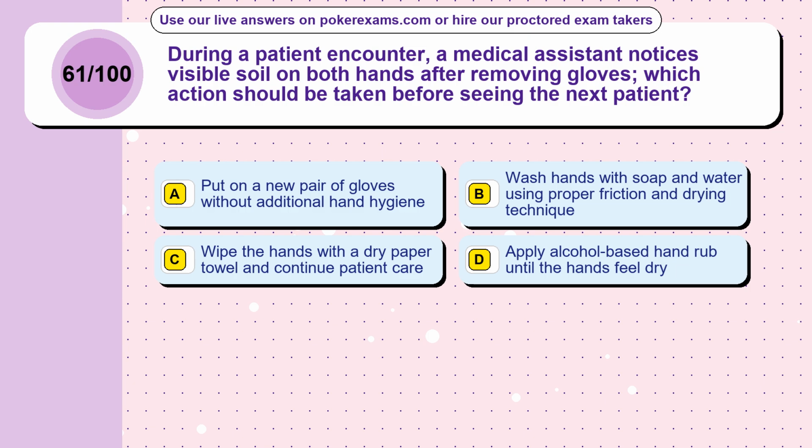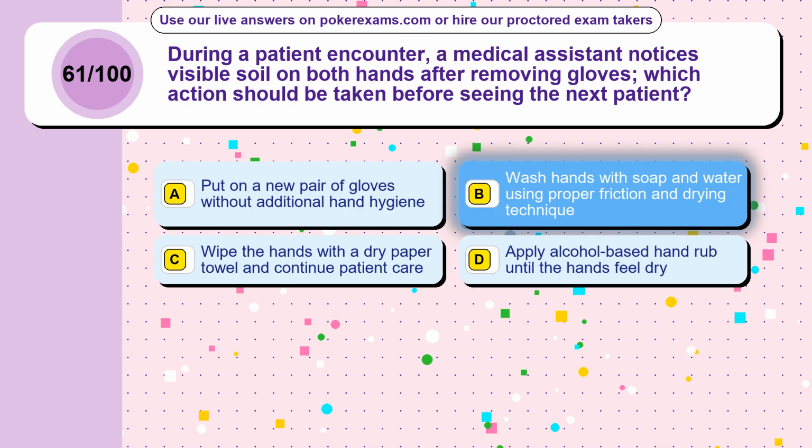Option A. Put on a new pair of gloves without additional hand hygiene. Option B. Wash hands with soap and water using proper friction and drying technique. Option C. Wipe the hands with a dry paper towel and continue patient care. Option D. Apply alcohol-based hand rub until the hands feel dry.